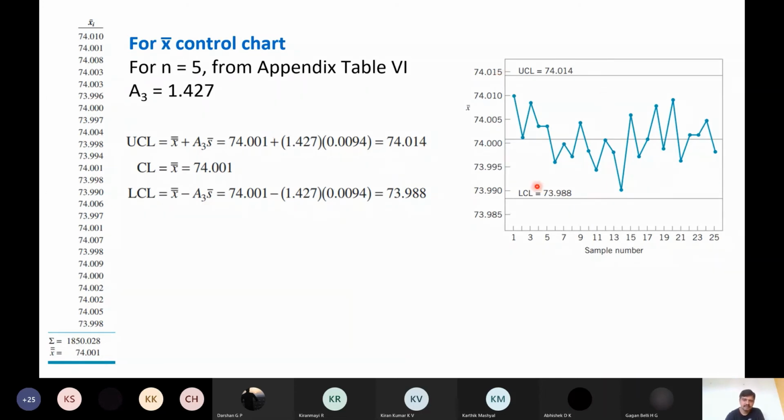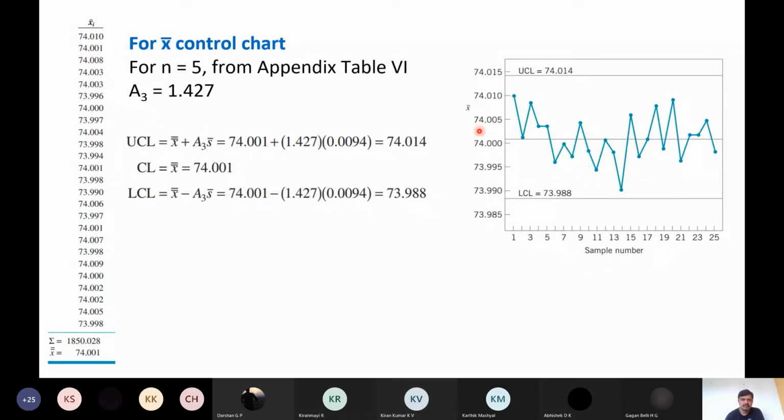After drawing that, you can name it as the lower control limit and write that value. Here the central line or X double bar, you can write that value. The upper control limit, you can write that value. Then you have to go for locating the points. So the first one is 74.010 for sample number 1.